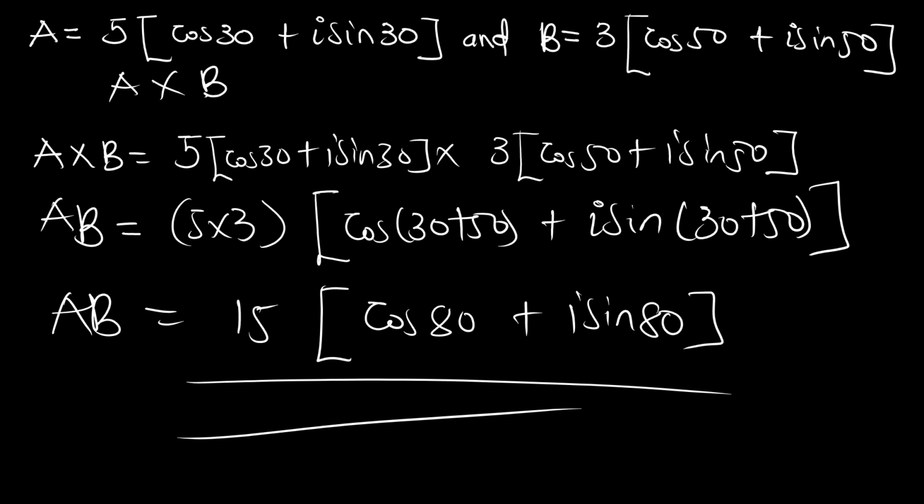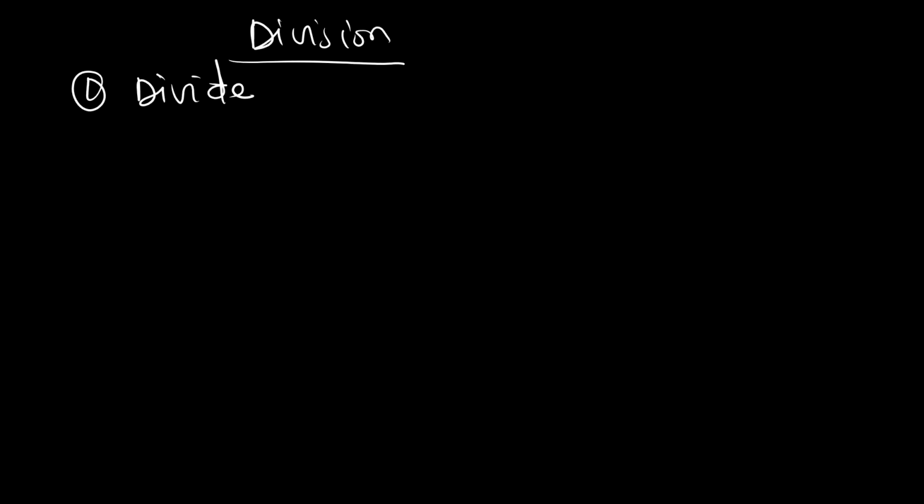Alright, now let's move on to how we divide two complex numbers in polar form. So division. The rules are, the first thing that you're going to do is divide the moduli. So in multiplication, we multiply the moduli, but in division, we divide the moduli. Then you subtract the arguments.